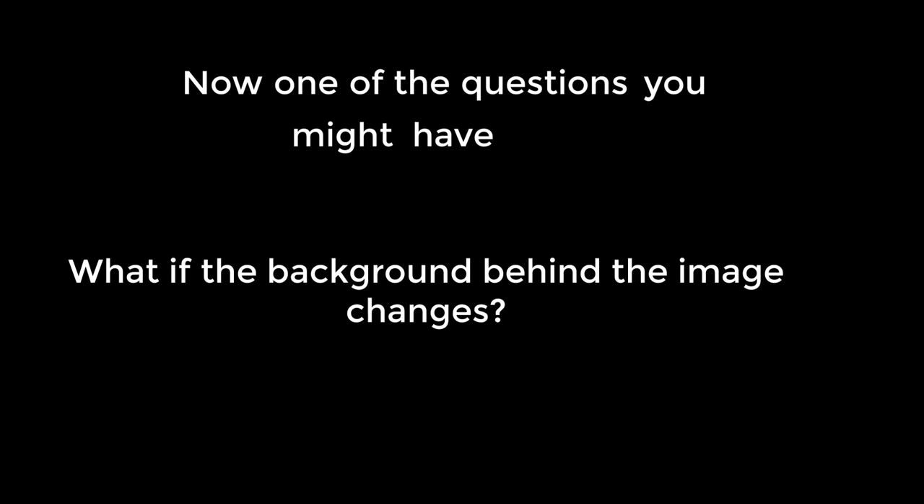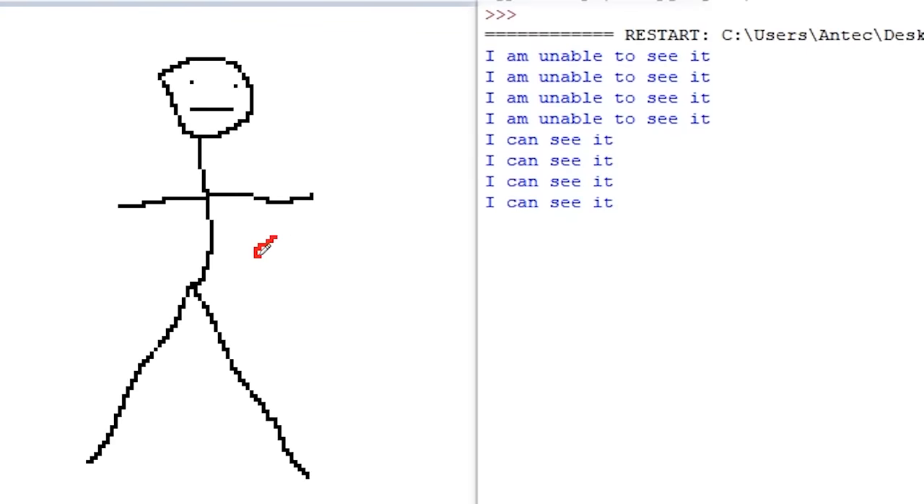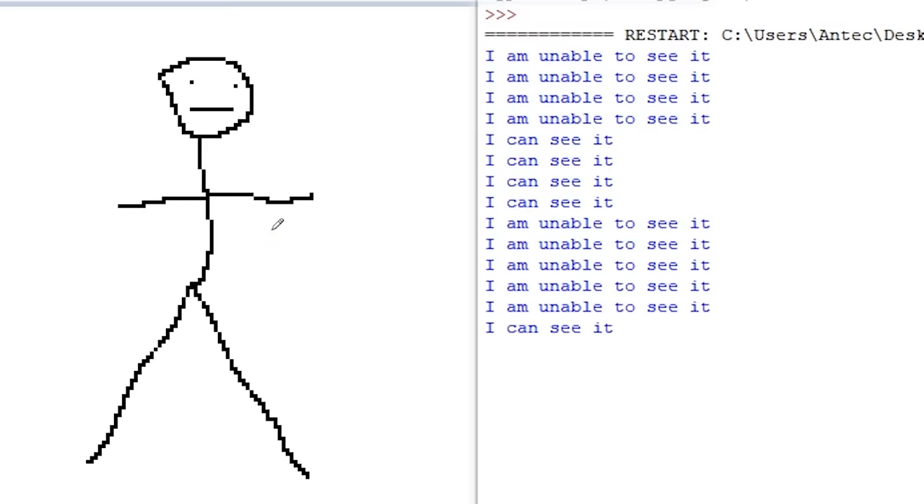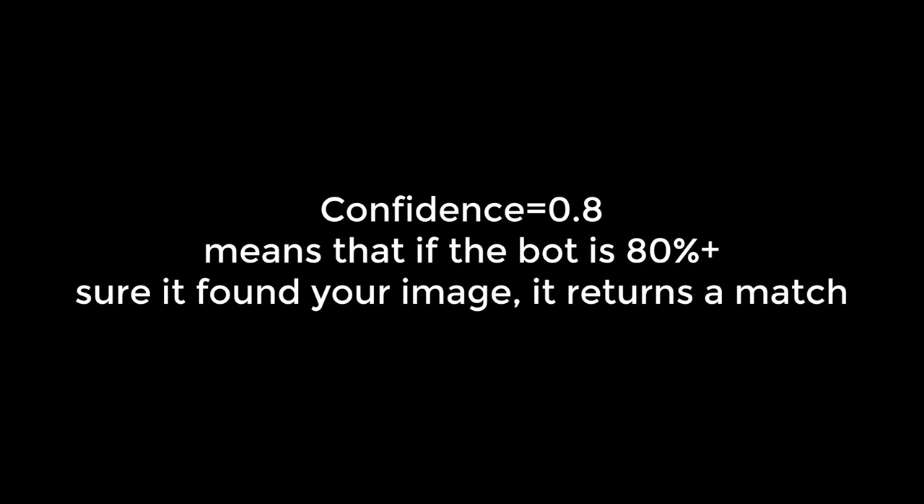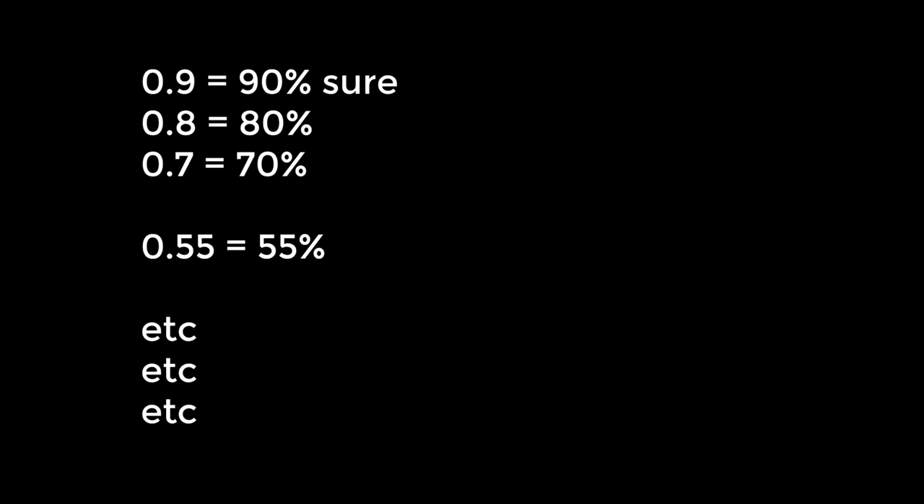Now, one of the questions you might have is, what if the background of the image I am trying to detect changes? For example, if I were to put this disturbance here, the script wouldn't detect the stickman since it's not an identical match. To fix this, we simply add the confidence parameter in the locateOnScreen like this. Let me explain. When the bot looks at the screen, it checks every pixel and gives a percentage chance probability of finding a match to the image you're asking it to search for. By default, PyAutoGUI only gives an output when it's 100% sure of having a match, but by using confidence=0.8, we tell it that if it's 80% sure or more to have found the image, it finds it. You can of course adjust the value to whatever you need.